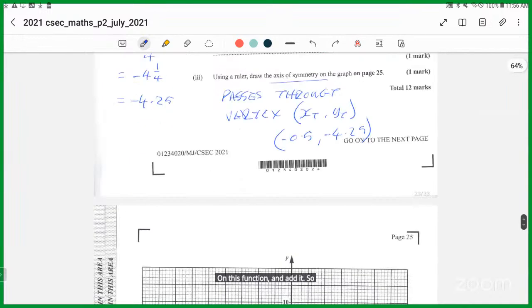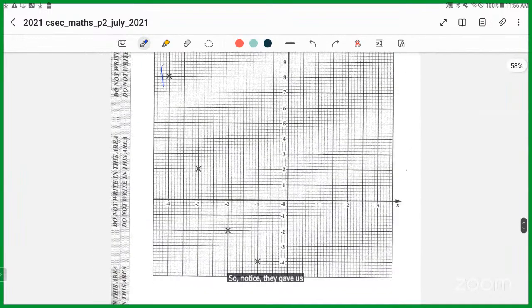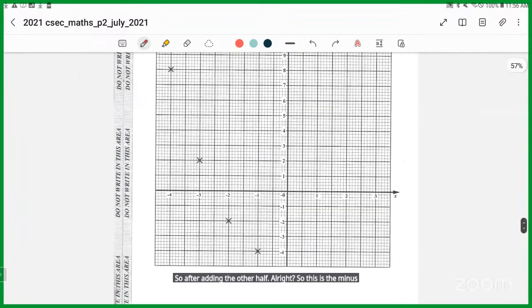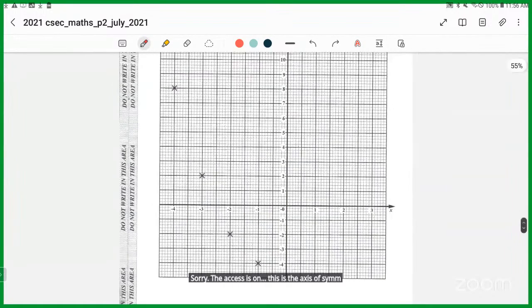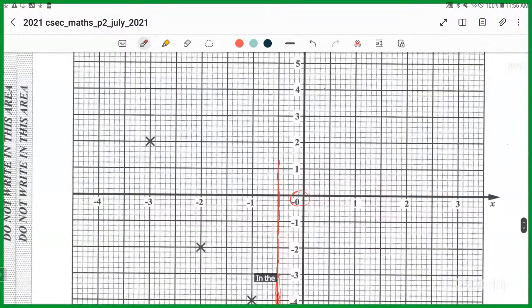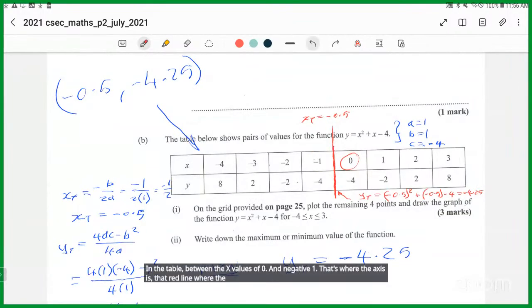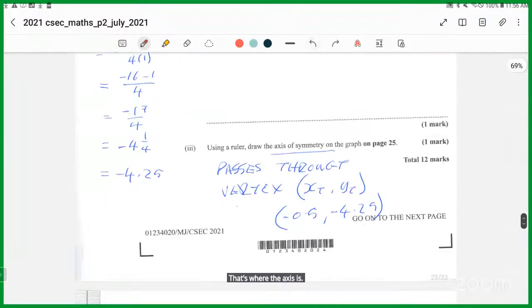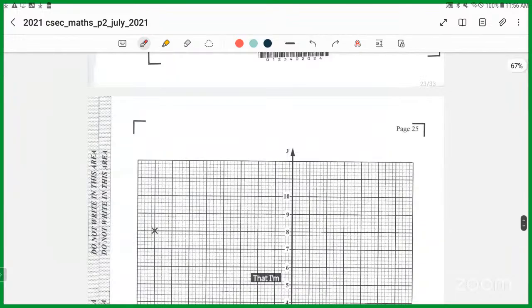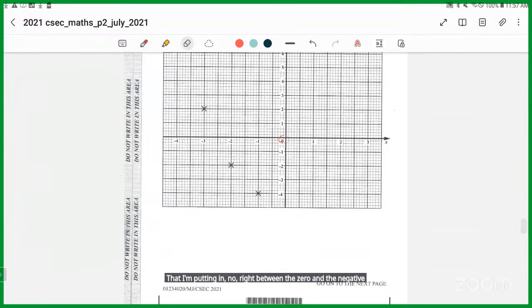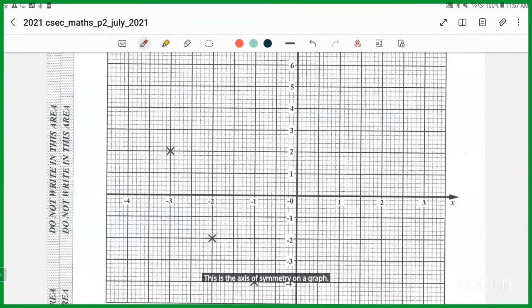So let's go down here now. Notice they gave us half of the values. They gave us the other half. So after adding the other half, all right, this is the x equals minus half line. This is the axis of symmetry. I don't even need to draw the graph, but I know this is the line x equals minus 0.5 right here. Remember, the axis is between 0 and negative 1 in the table, between the x values of 0 and negative 1. That's where the axis is, that red line, where the values are symmetrical about that red line. So it's that red line that I'm putting in now, right between the 0 and the negative 1. This is the axis of symmetry on the graph. Without even drawing the graph, this is it.